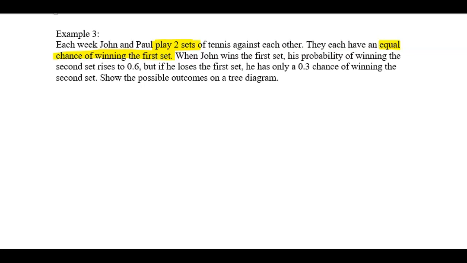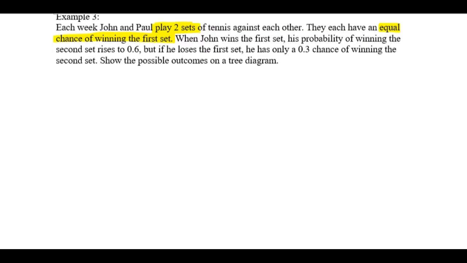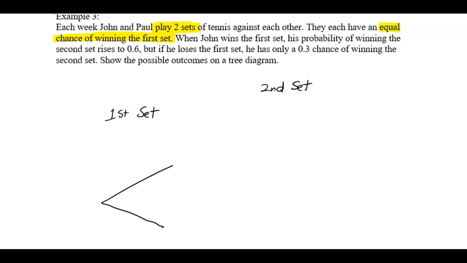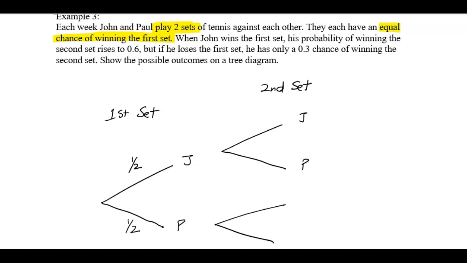Now, let's just put that as part of our tree diagram to start with. So they're playing two sets, the first set and then the second set. We're going to draw the tree diagram first, and then we're going to go ahead and fill the probabilities. For the first set, they both have an equal chance of winning. So the chances of John winning, chances of Paul winning are both going to be 0.5. Now for the second set, again, John can win, or Paul can win. Now we still have to fill out the probabilities in the second part of this tree diagram.